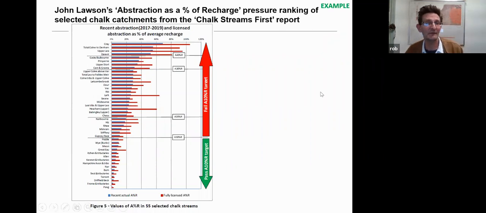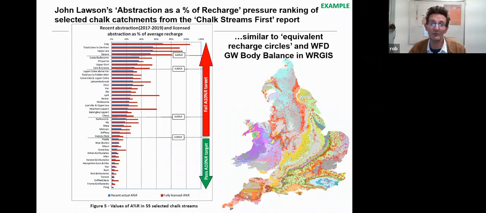So there's a gradient here of abstraction pressures, being highest at the top and lowest at the bottom. I thought it was helpful for me to put the examples that I'm picking on that scale so that you can see where I'm at and the stuff that I have not put in. Actually, this analysis that he's got is very similar to something within the water resources GIS. There's something called equivalent recharge circles, which just gives you a visual mapped indicator of abstraction pressure, and the test that the Environment Agency does with water body, groundwater body balance tests, etc.